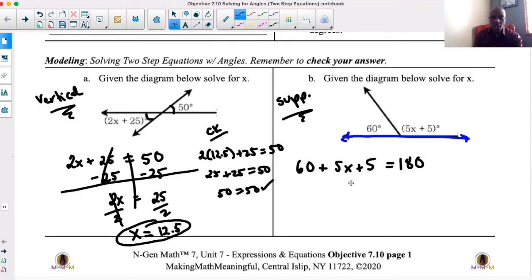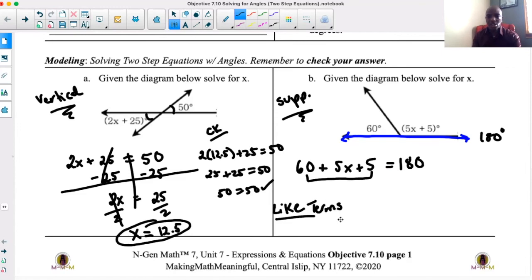For the second one here for B, we already identified they're supplementary. We see they have a nice straight line here, which means that has to be 180 degrees. I need to add these two up together to equal that 180. But before I do so, I have to first talk about something called like terms.